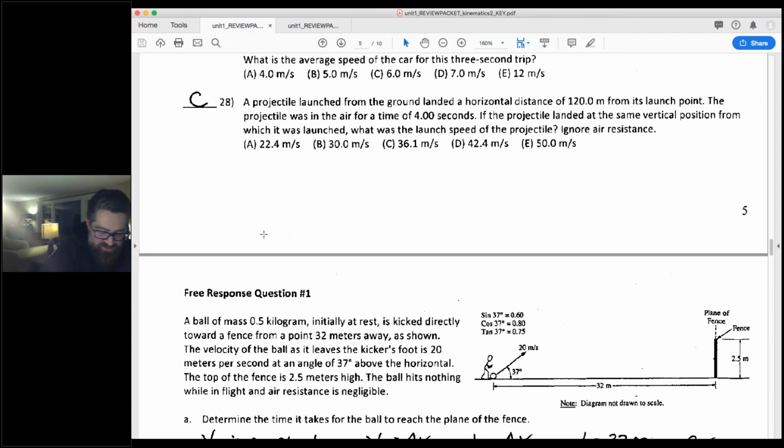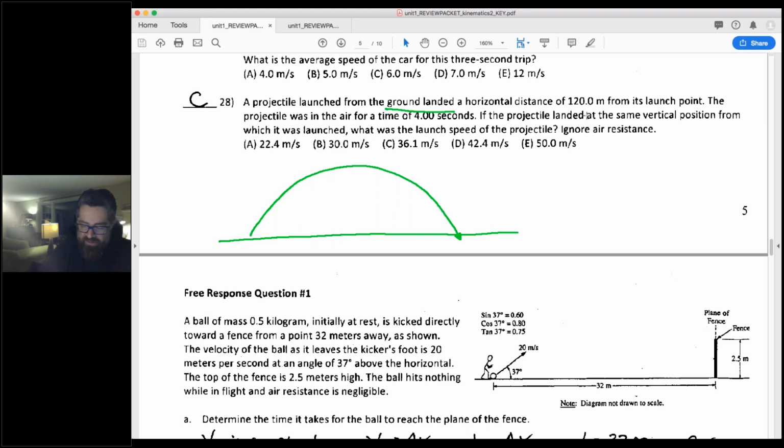So in this one, we have a traditional projectile, and you'll see that I drew it launched like this on level ground. That's because they tell me it's launched from the ground and it lands 120 meters from its launch point. And then they say it lands at the same vertical position. So I kind of know this profile. And we're told that this is 120 meters, and we're told also that it's in the air for 4 seconds.